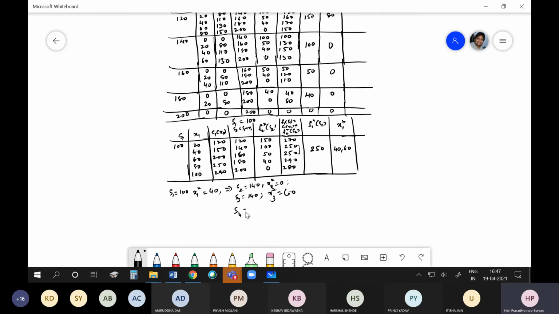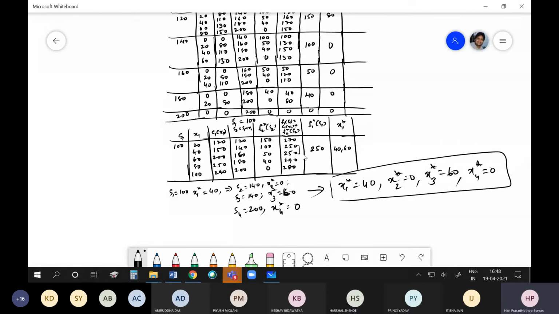So when S3 star is 60, what will be S4? 200. Okay. So for 200, what will be X4 star? 0. Okay. So this is one alternative. That means X1 star is 40. That means you increase the capacity right now by 40 units. Then don't do anything in the next 5 years. Then afterwards you increase it by another 60 and you don't do anything after 5 years. So this will be one strategy where the present worth will be less.